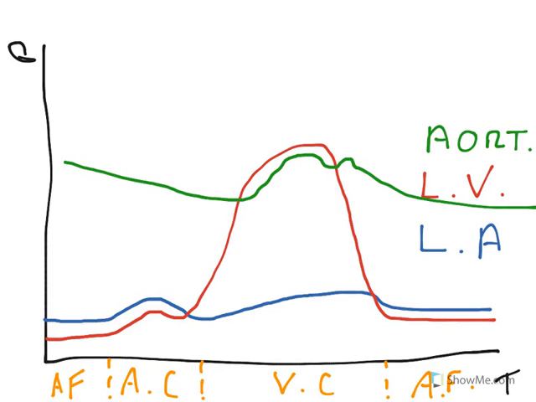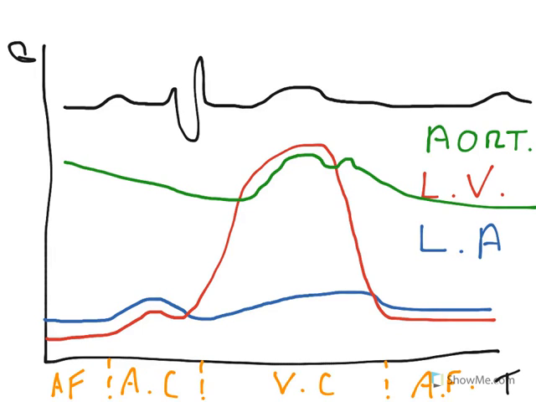So finally, for completeness, let's put on the ECG trace, which is the electrical activity of the heart, and have a look at how that correlates with the changes in pressure in the different chambers. What we can see on this ECG trace, which is drawn on the same time scale as the rest of the graph, is three major phases.